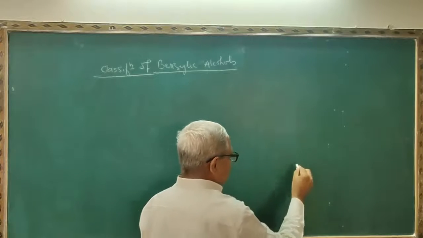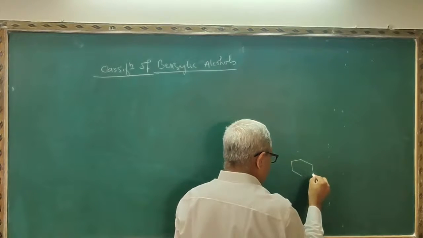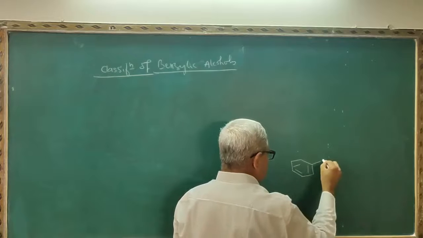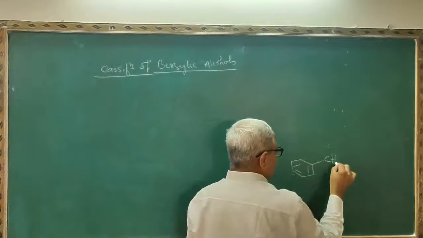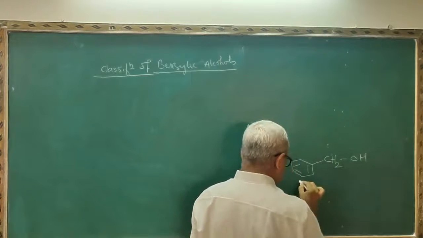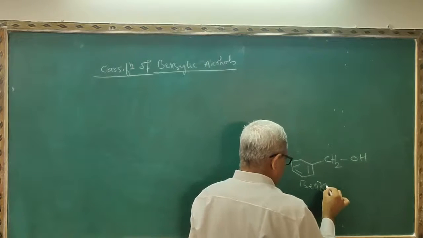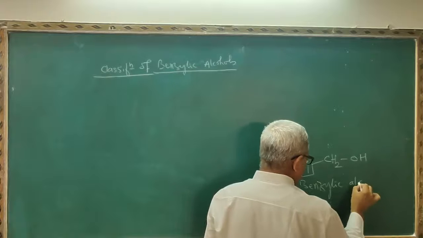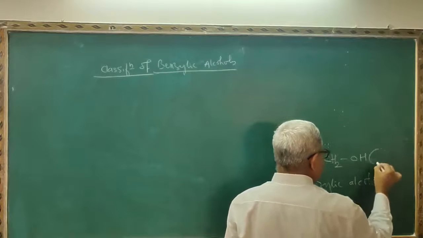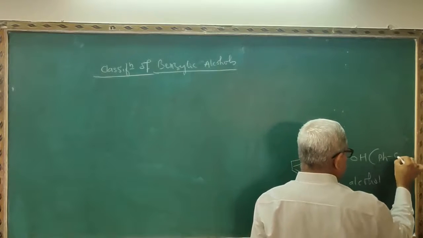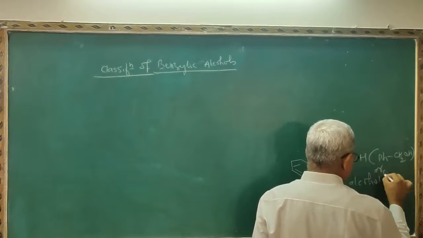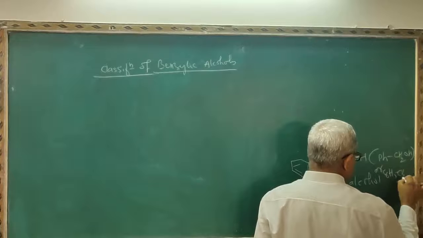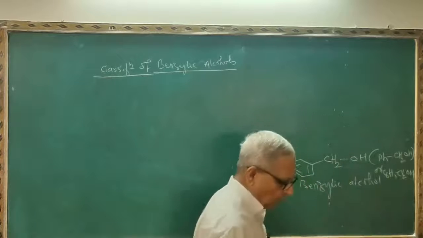Now say this is the structure for benzene. This is your benzylic carbon. Then you can write here CH2OH. This is benzylic alcohol. This is the formula. It can be shortly written as PhCH2OH. It can also be shortly written as C6H5CH2OH. Remember these shortcuts.